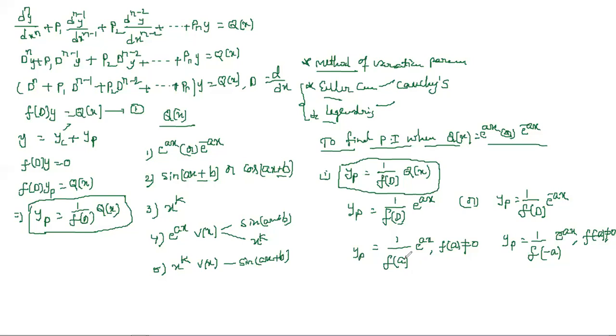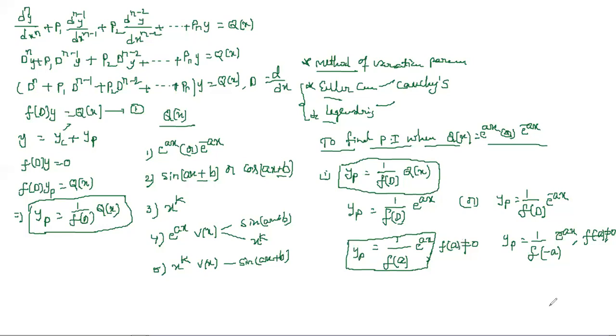Immediately you have to substitute a wherever you have D in the polynomial. After substituting, that should not be equal to 0. If it is not equal to 0, then the particular integral of the given differential equation is only that one. And finally, you write the complete solution: y is equal to yc plus yp. Yc you get from the complementary function, and yp from this. And if it is minus ax, you substitute minus a. Okay, so this is case one, when f of a is not equal to 0.